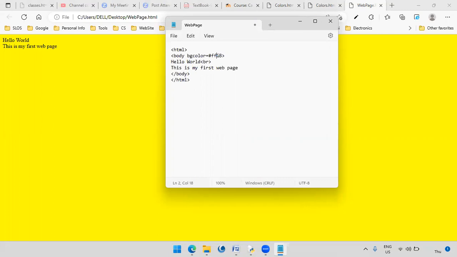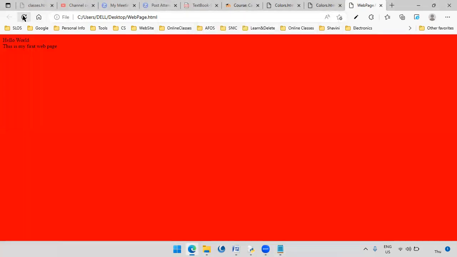Maximum for red. This is red. I am replacing red with the value. G for green, just put 00, and blue also 00. What will happen? Save it and reload. It became red.